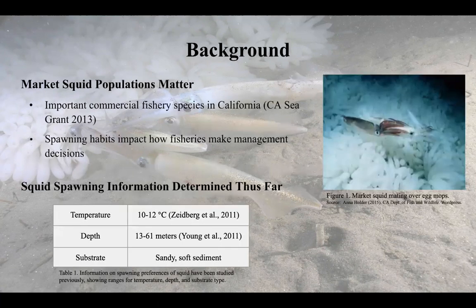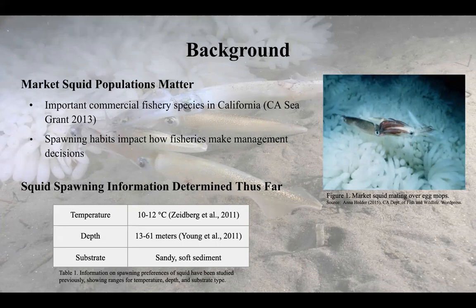Despite the fact that market squid make up one of the largest commercial fisheries in California, we still have a lot to learn about their spawning habits. With our research question, we intend to shed light on some of the environmental factors that squid seem to choose when selecting nesting areas. In order to protect both the fishing industry and future generations of market squid in Monterey Bay, it is paramount that we better understand what factors motivate and facilitate the reproduction of this species.